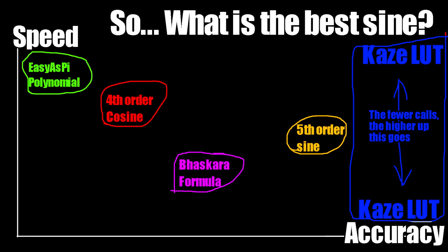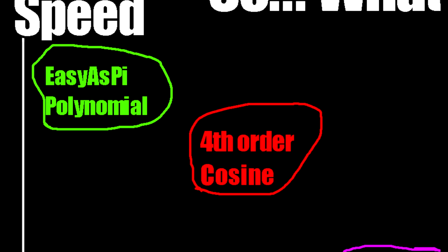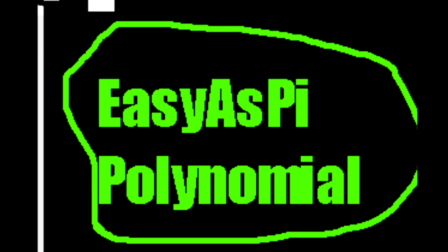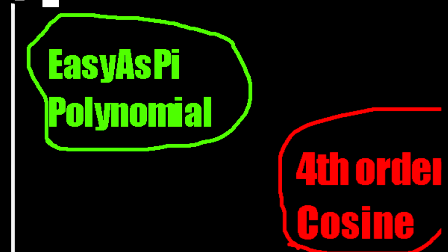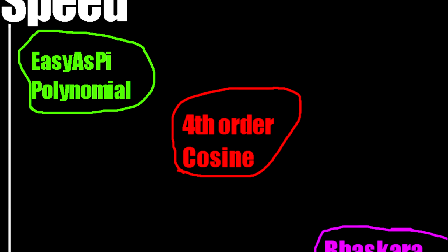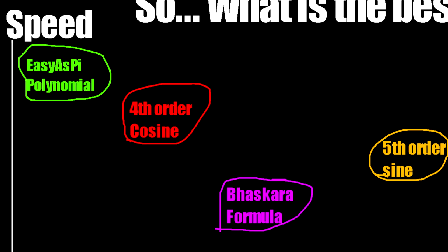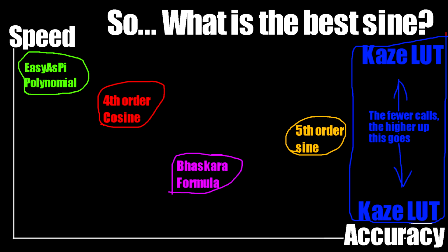And to answer the question in the title, what is the best sine function on the N64? It depends. Between Easy as Pie's polynomial, my fourth order cosine, and my interwoven LUT, I believe we cover every use case. Easy as Pie's solution is great for repeated calls that don't require super high accuracy. The fourth order cosine suits repeated calls that need high accuracy, while the LUT is ideal for either hyper accurate sines or one-off function calls.